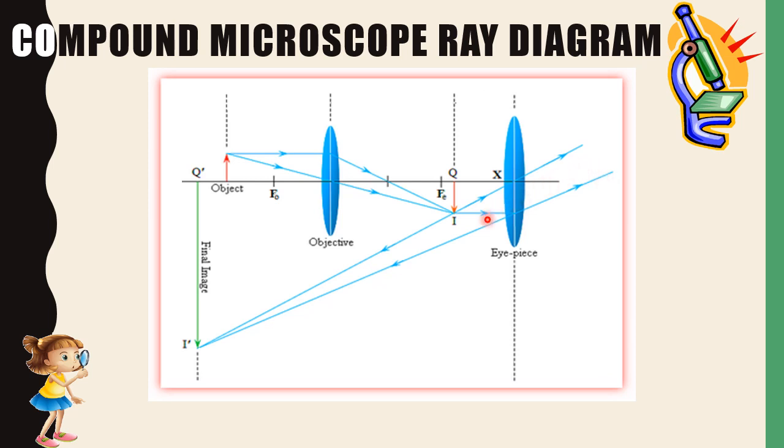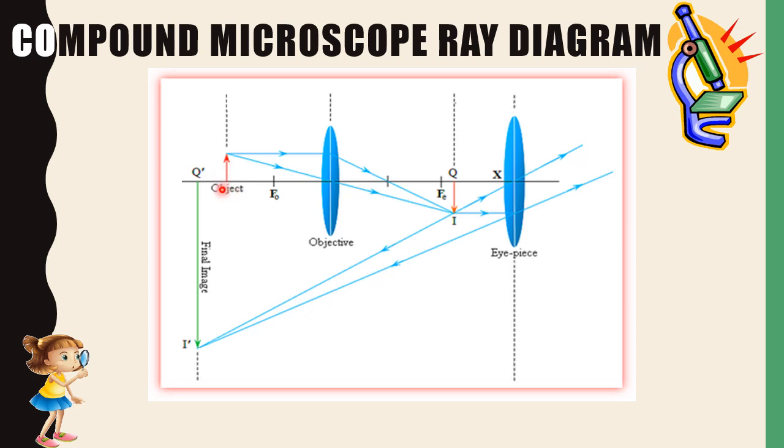So, what is the other possibility? We produce them backward to see whether the refracted rays meet at any point. See, both these arrows converge at point I dash. From I dash, you draw a perpendicular towards the principal axis. We reach the point Q dash. So, Q dash I dash is the final enlarged virtual image formed from the object over here.